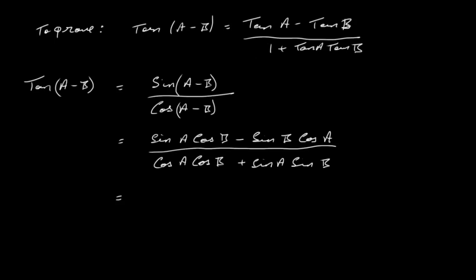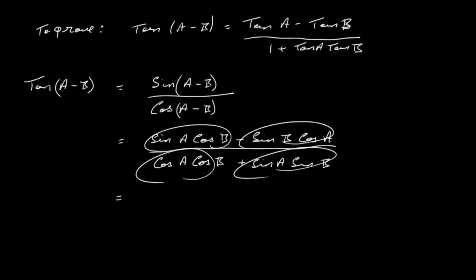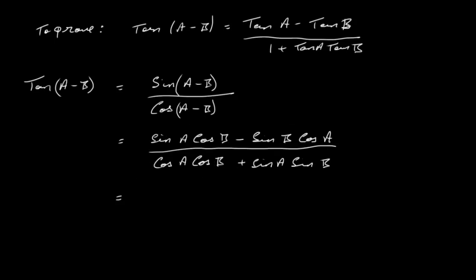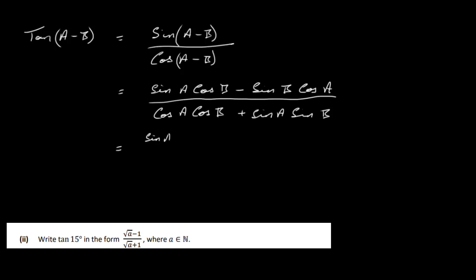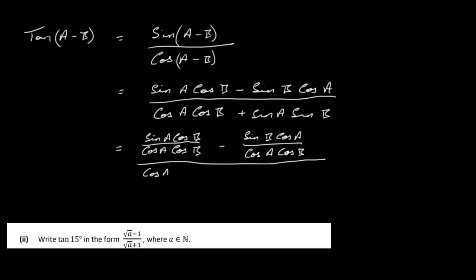So what we're going to do next is divide by this term here, because we need a 1 here. So divide each of these four terms by cos A cos B. Let's just write that out. So we get sine A cos B over cos A cos B, minus sine B cos A over cos A cos B, and then the denominator cos A cos B over cos A cos B plus sine A sine B over cos A cos B. Okay, I'm just running out of room here, so I'm going to move over to the right a little bit.